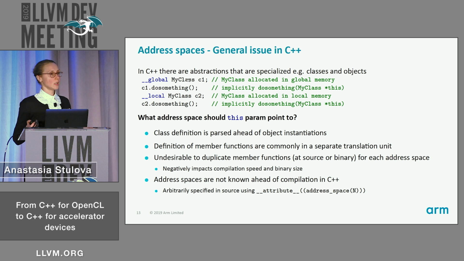So what we could do in OpenCL, obviously, we can just duplicate methods for every address space. Obviously, it's not ideal because it will result in large binary size and obviously longer compilation time. It's not something desirable, but it is at least doable in OpenCL. And if we are looking generically at C++, where address spaces are actually arbitrarily specified in the source using an attribute, we can't even know ahead of compilation in what address spaces objects are going to be created. And it's actually not something where we can replicate member functions at all.